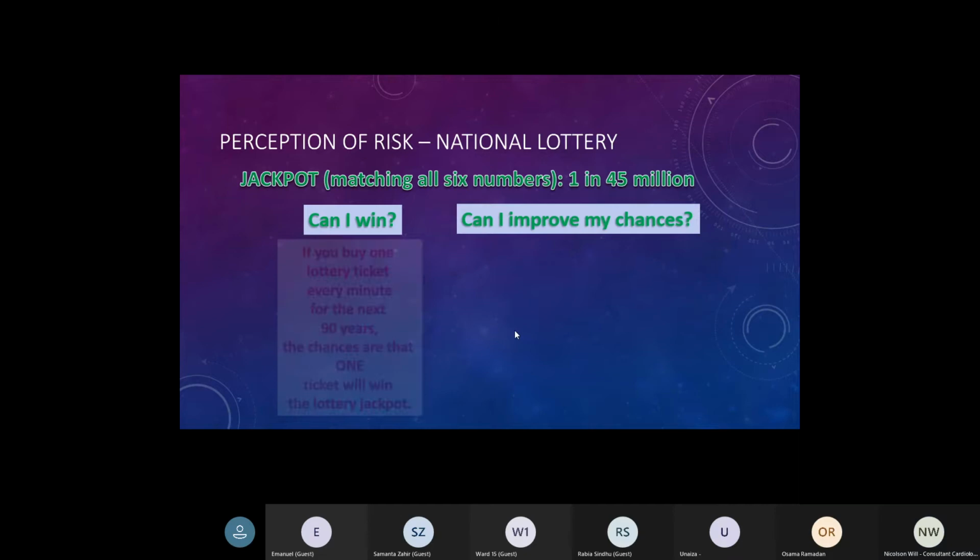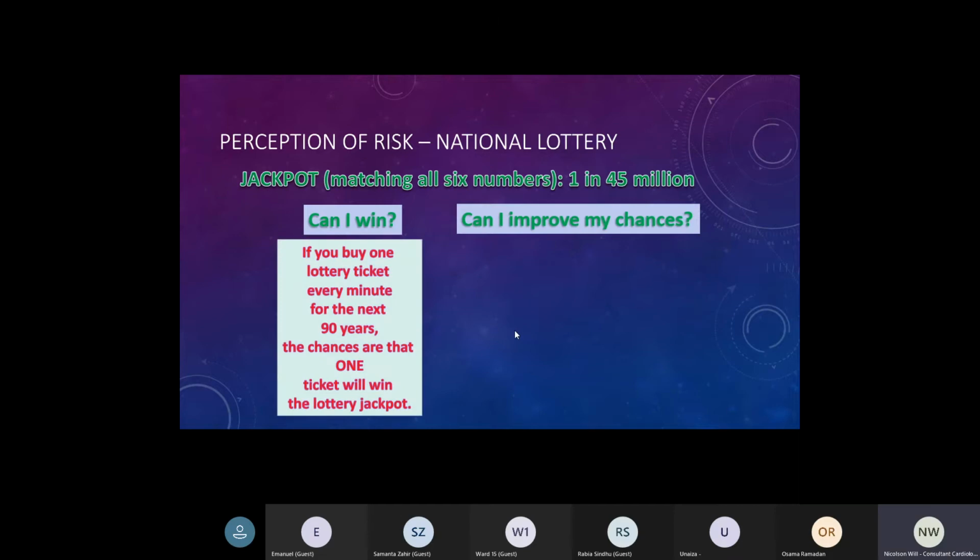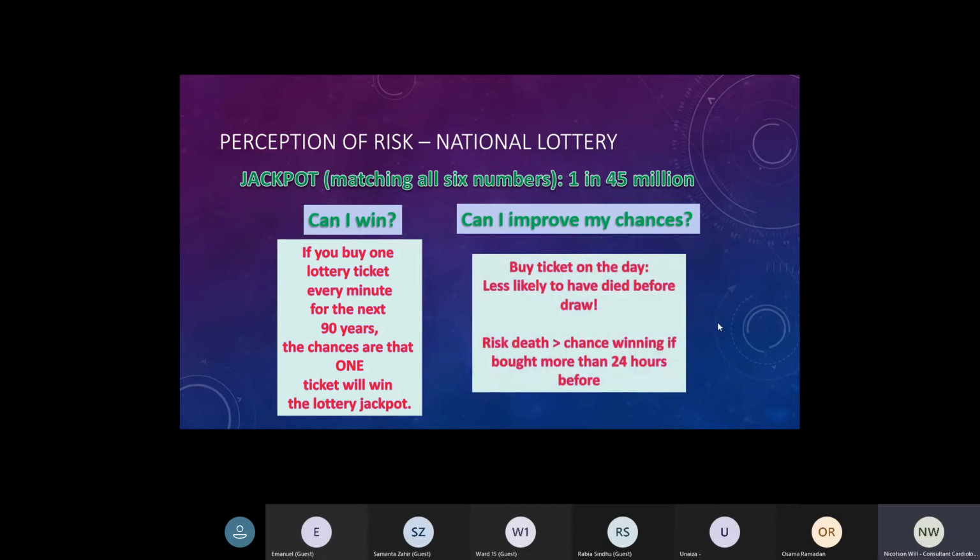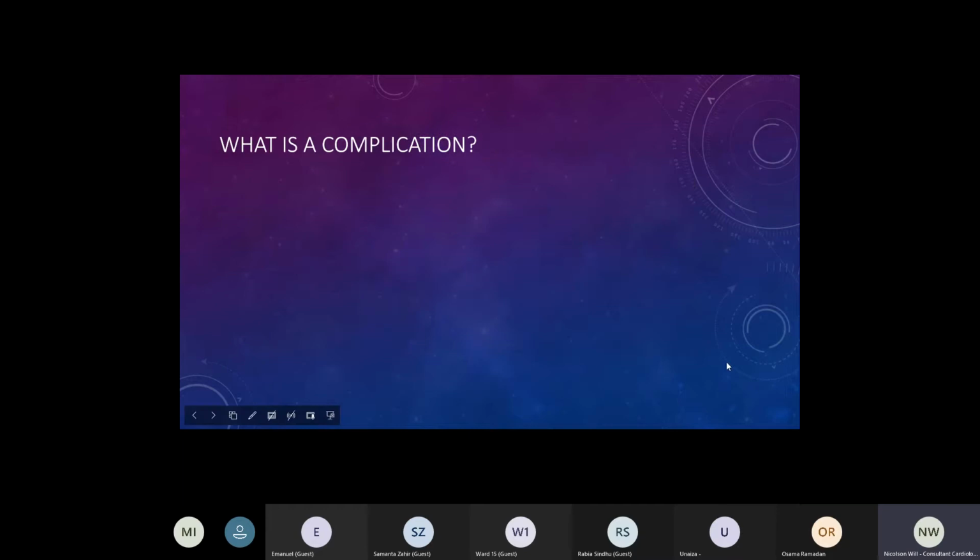So if you buy 1 lottery ticket every minute for the next 90 years, the chances are that 1 ticket will win the lottery jackpot. So you're probably saying to me, oh, that sounds better than I thought. But how can you improve your chances? Well, if you buy the ticket on the day, you're much less likely to have died before the draw. So if you want to win the lottery, buy the ticket on the day, because if you buy it more than 24 hours beforehand, your risk of dying is higher than your chance of winning. Good news.